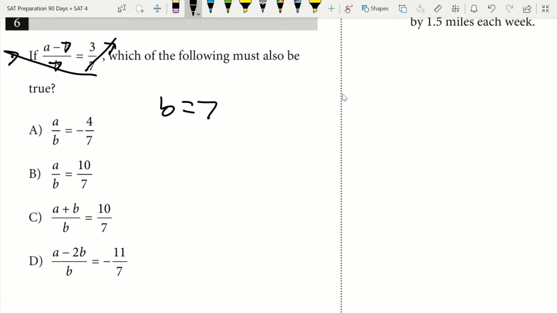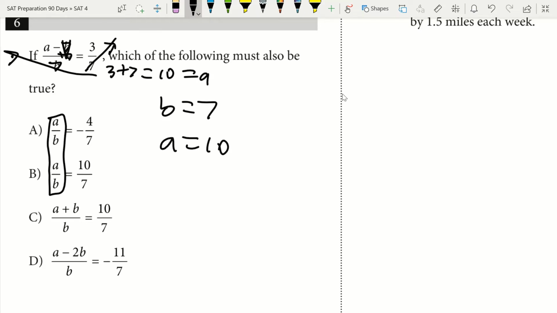That's going to cancel there. Now I've got 3 equals A minus 7. I'll add 7 to each side. 3 plus 7 gives me 10 equals A. So A is 10. Okay, next thing I'm going to look at. I see I've got A over B in these two. I know A is 10, and I know B is 7, so that should be 10 over 7, which it is in B. So B is my correct answer for 6.